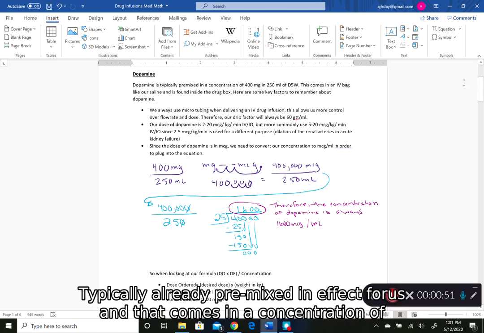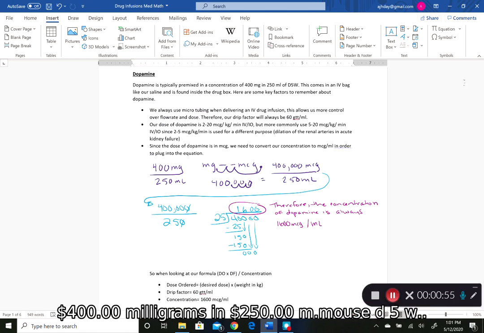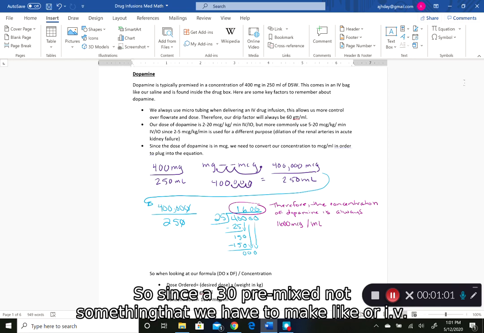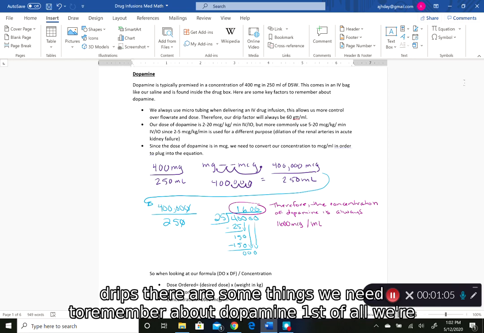Dopamine is typically already pre-mixed in a bag for us, and it comes in a concentration of 400 milligrams in 250 mLs of D5W. So since it's already pre-mixed, it's not something that we have to make like our epi drips. There are some things we need to remember about dopamine.